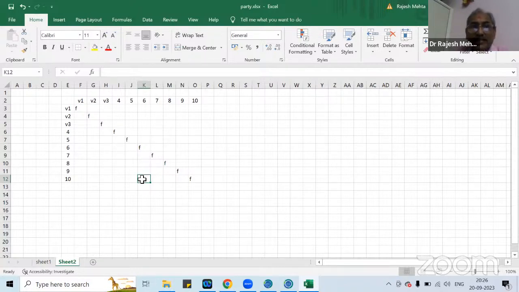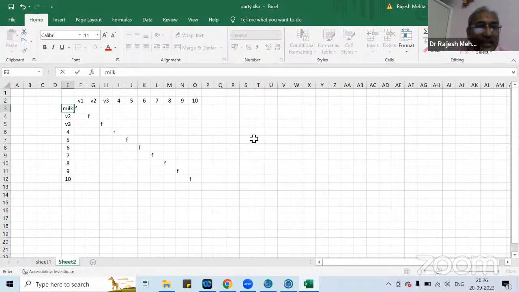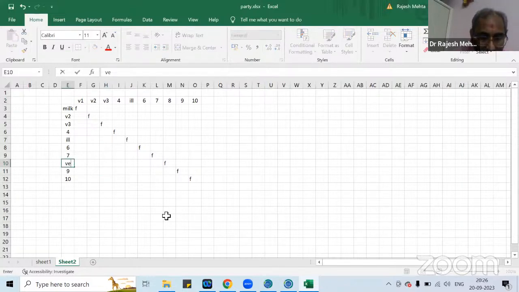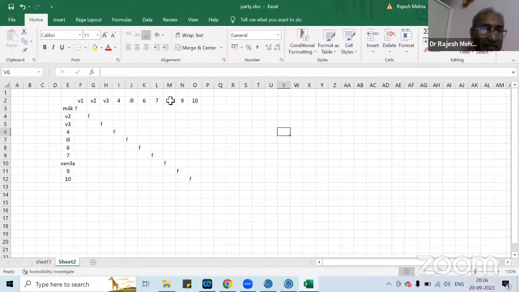And here you should write down the importance. You just write down V1 and V2, how much is the importance? V1 and V3, how much is the importance? Suppose here you have milk and here you have illness, right? Here you have vanilla. And here 8 is vanilla.